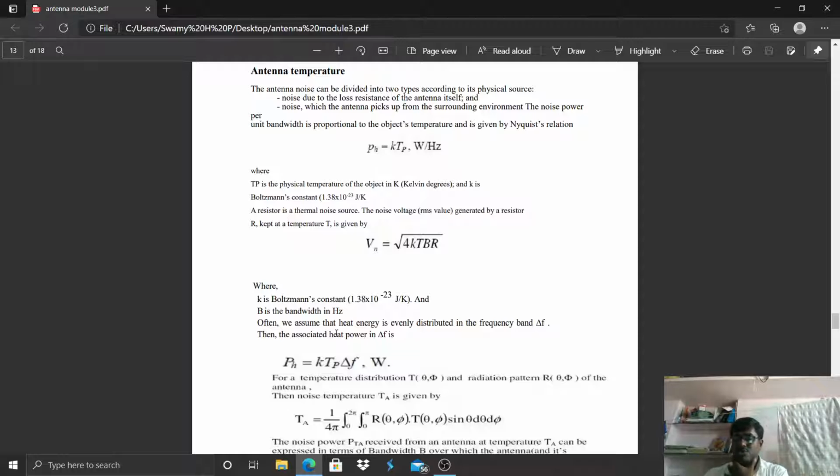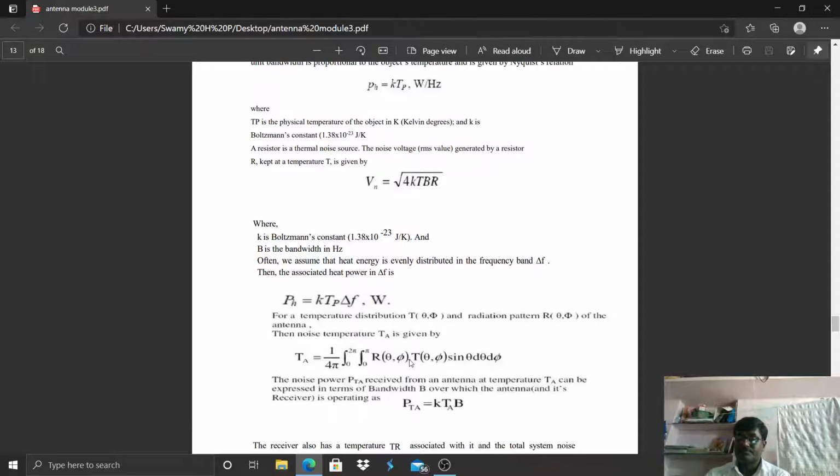Then we have assumed that heat energy is evenly distributed in the frequency band delta F. Here you have to assume that heat energy is distributed evenly in the bandwidth, or frequency band delta F. Then the associated heat power in delta F is given as PH equals kTp times delta F watts.